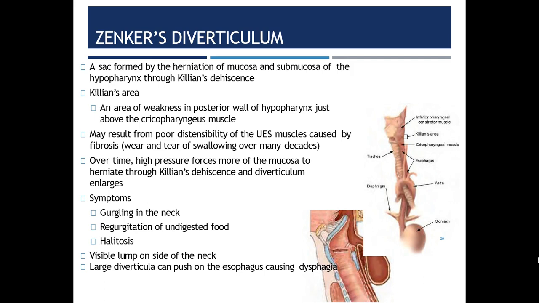mouth, that is halitosis. And sometimes in a thin neck you can see a visible lump on the side of the neck. Now if you press that lump, the patient will be having regurgitation of the undigested food, which is a very confirmatory diagnosis of Zenker's diverticulum. Large diverticula can push on the esophagus and cause dysphagia also.